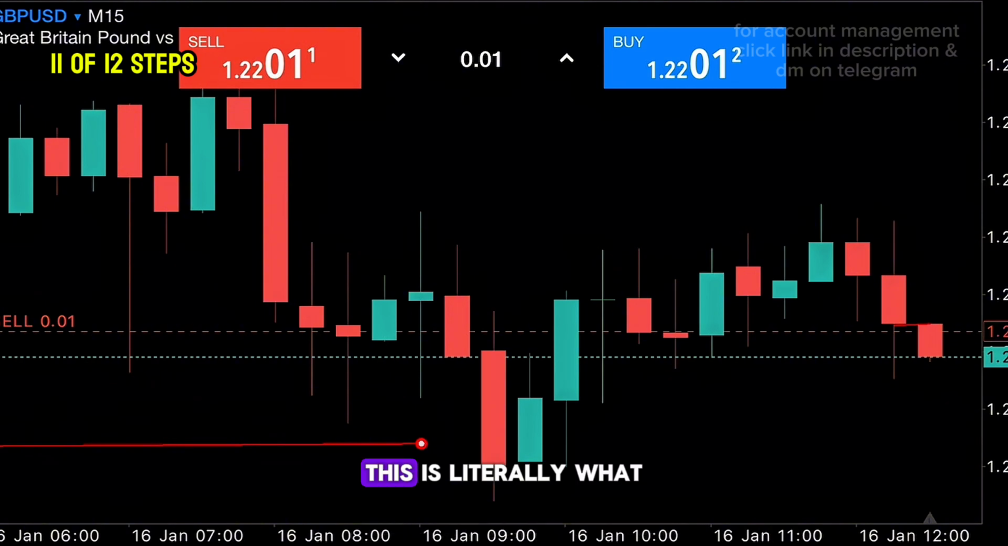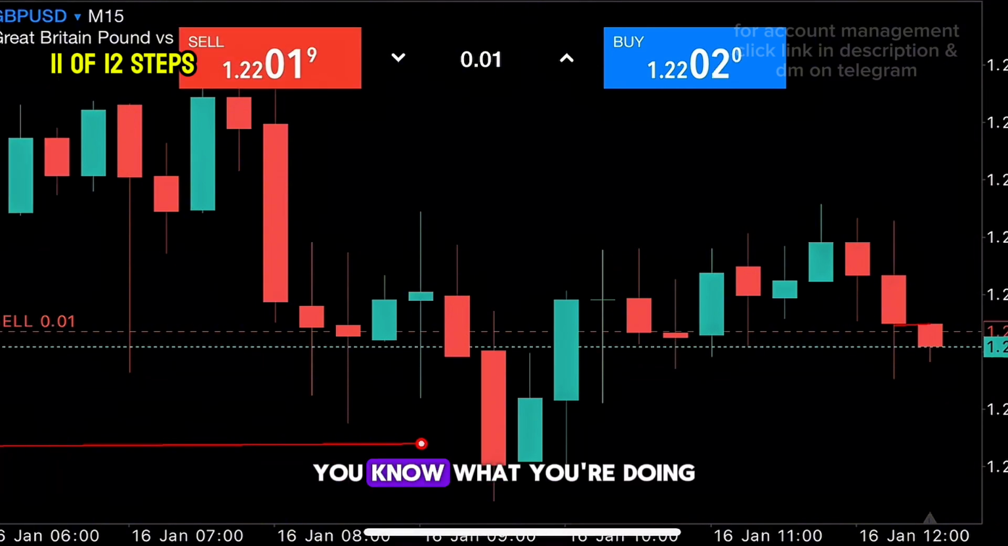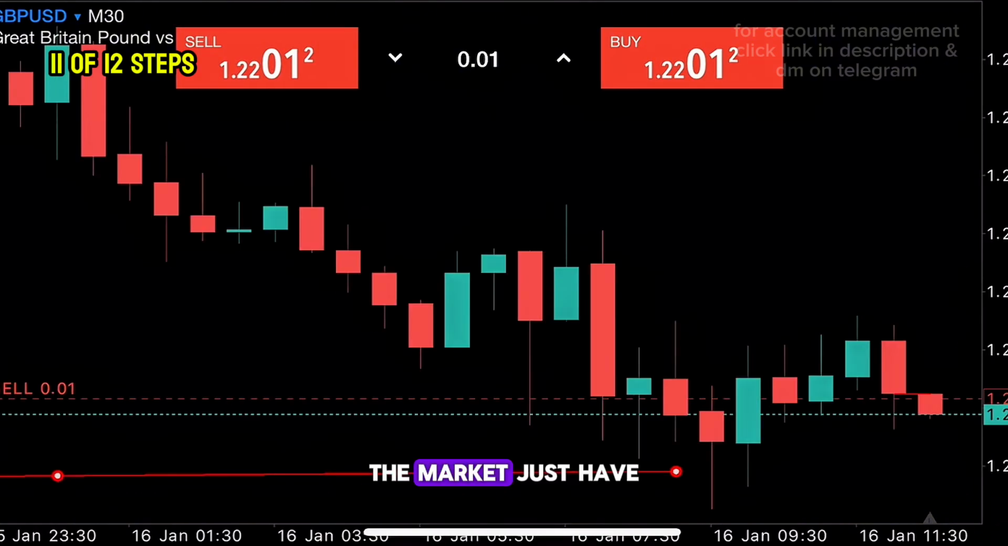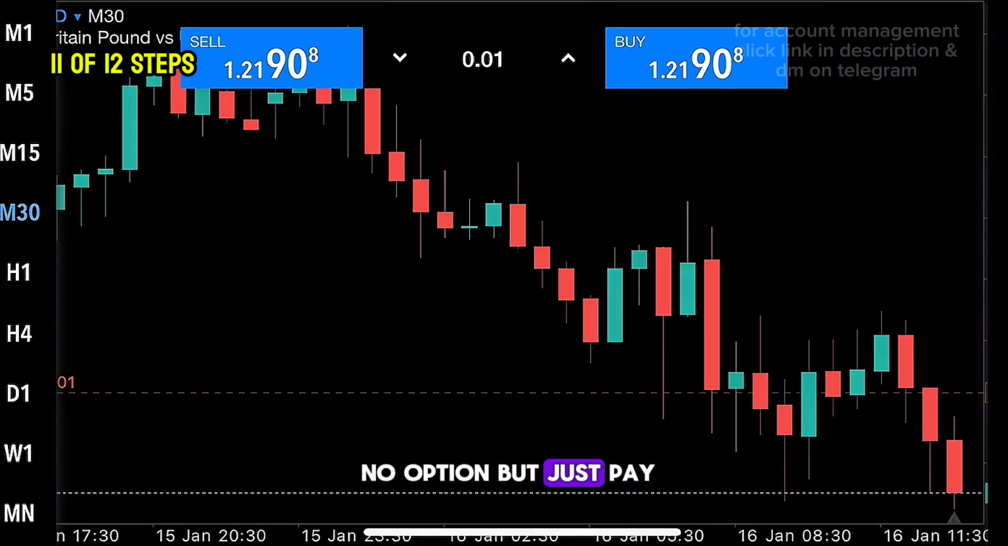You can see, this is literally what happens when you know what you are doing. The market just has no option but to pay you. That's it.